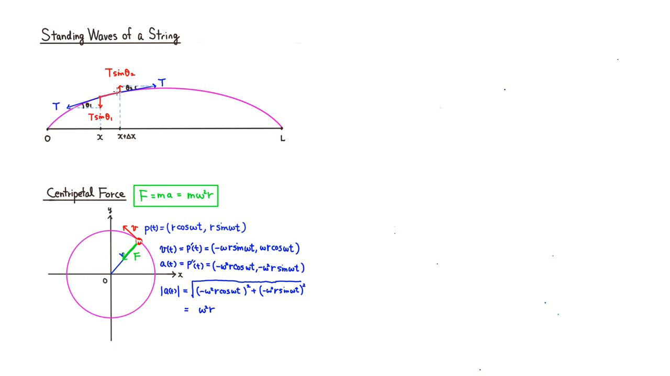The difference between those two forces is going to be equal to the centripetal force. So we can set up an equation. This is the upward force, T sine of theta 2, and this is the downward force, T sine of theta 1.